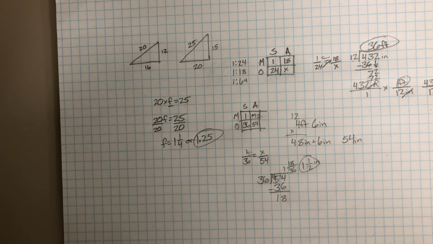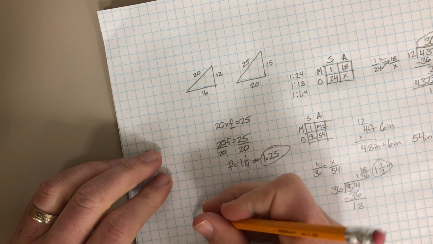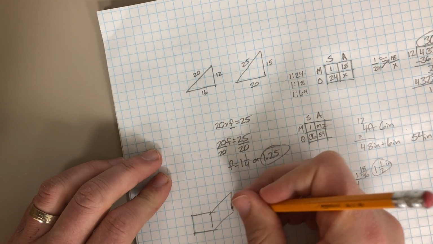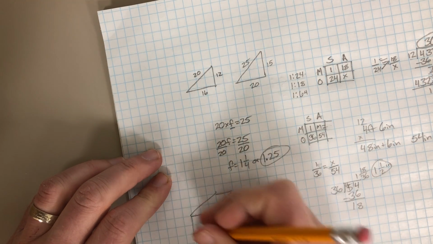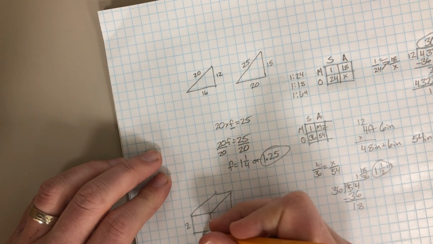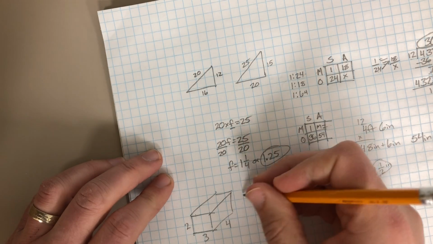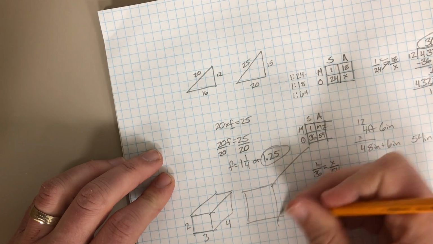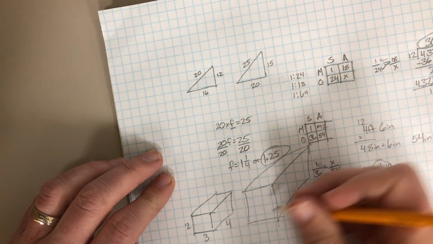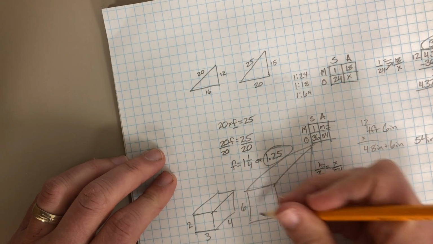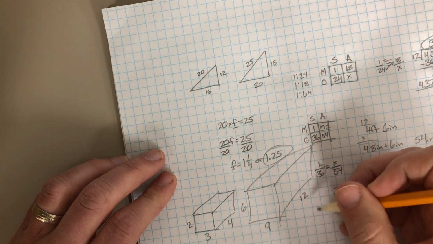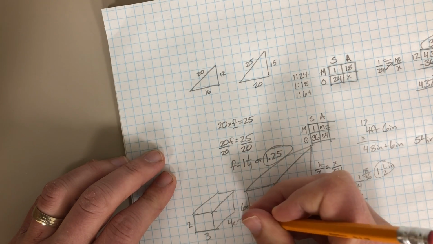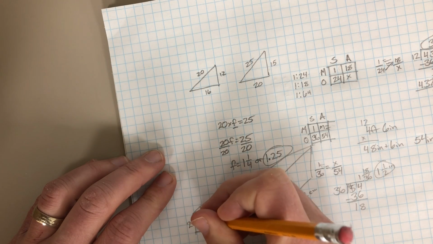Now let's look at example 5. Example 5 has a couple of cubes. All right? Well, not cubes, rectangular prisms. And this one is 2 by 3 by 4. And this one is a little bit larger. It is a 6 by 9 by 12. And these are all centimeters.